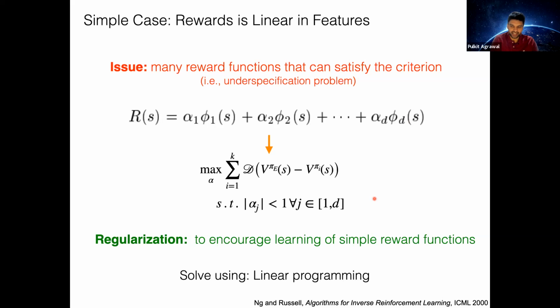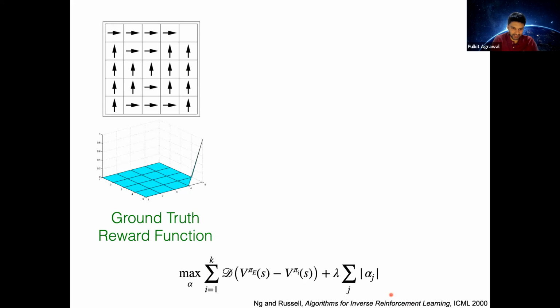So let's see an example from this paper. Maybe we got these demonstrations, which make it pretty clear that the goal is over here. So the ground truth reward function is this: +1 reward if you reach the top right, and a reward of 0 everywhere else. And this is the objective function that we are trying to maximize.